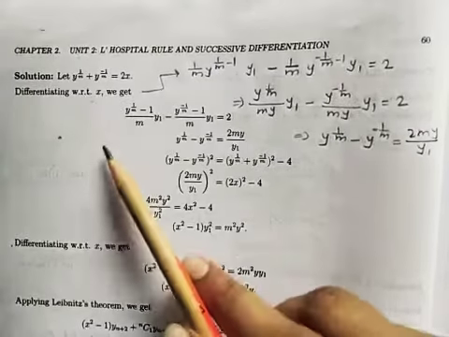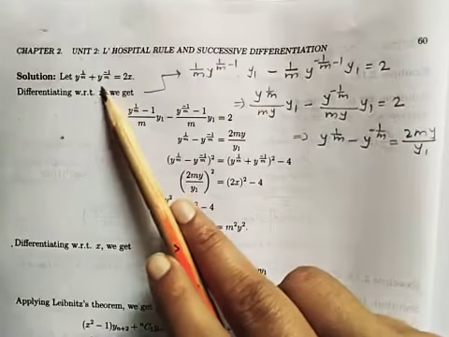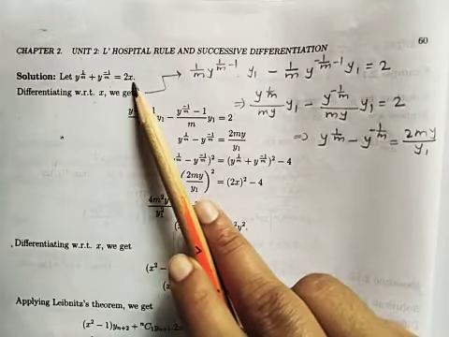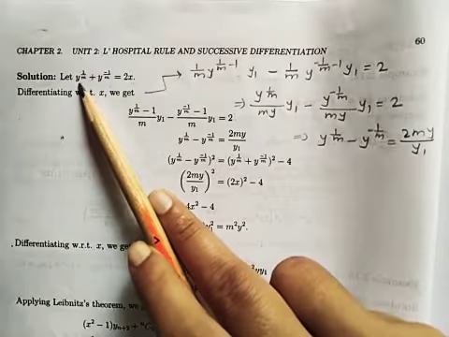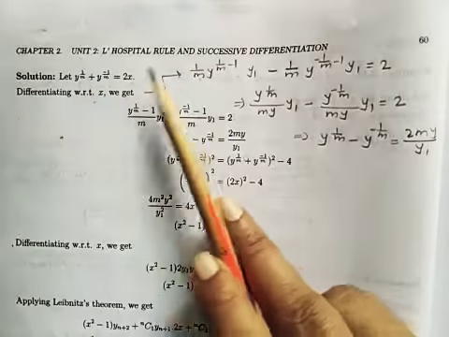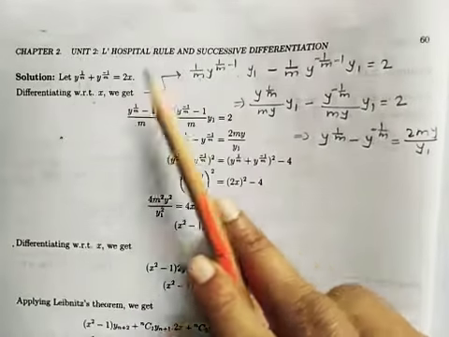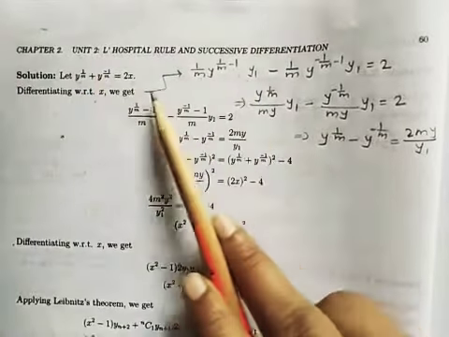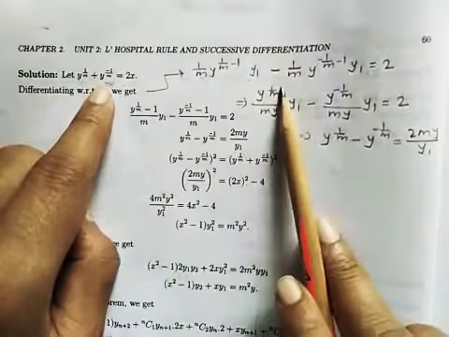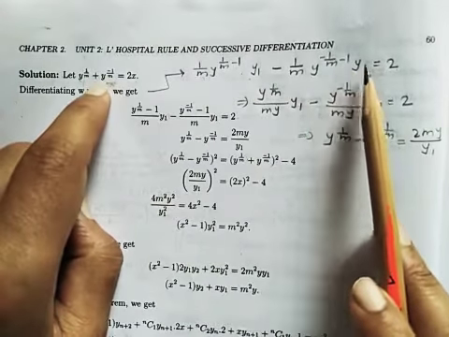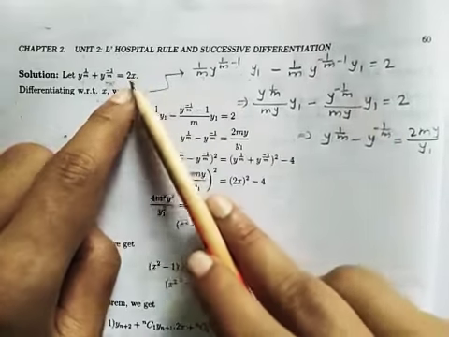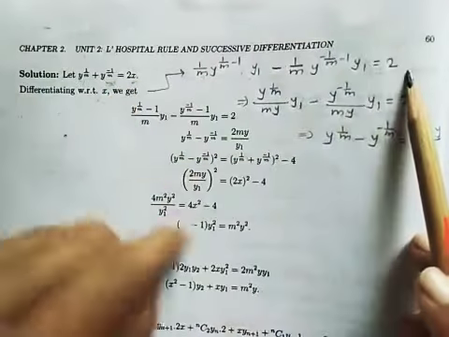First of all, what is given? y raised to 1 upon m plus y raised to minus 1 upon m is given as 2x. Differentiating it with respect to x, what will be its derivative? 1 upon m, y raised to 1 upon m minus 1, derivative of y is y1. Again, its derivative: minus 1 upon m, y raised to minus 1 upon m minus 1, derivative of y is y1, is equal to the derivative of 2x with respect to x, which is 2.